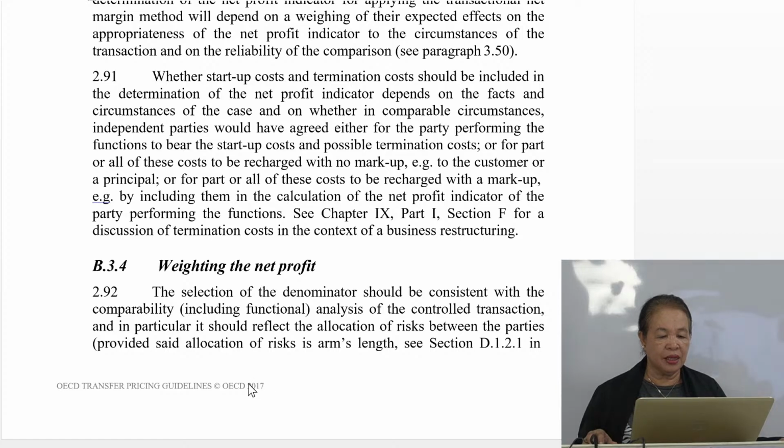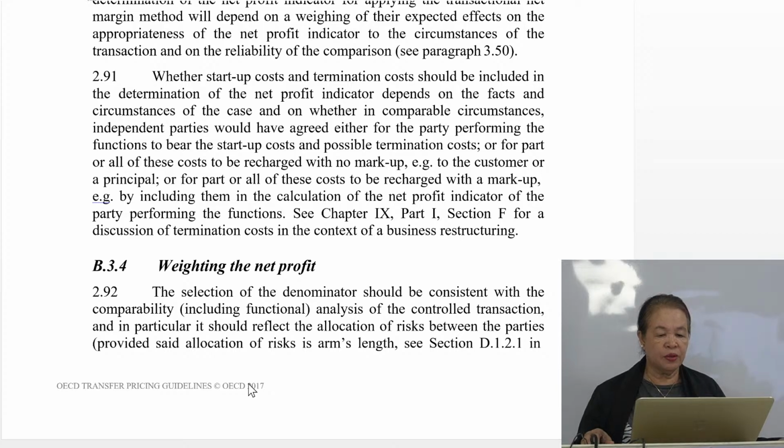B.3.4, weighting the net profit. So the selection of the denominator should be consistent with the comparability, including the functional analysis of the controlled transaction. And in particular, it should reflect the allocation of risk between the parties, provided said allocation of risk is arm's length. See section D, point 1, point 2, point 1 in chapter 1.